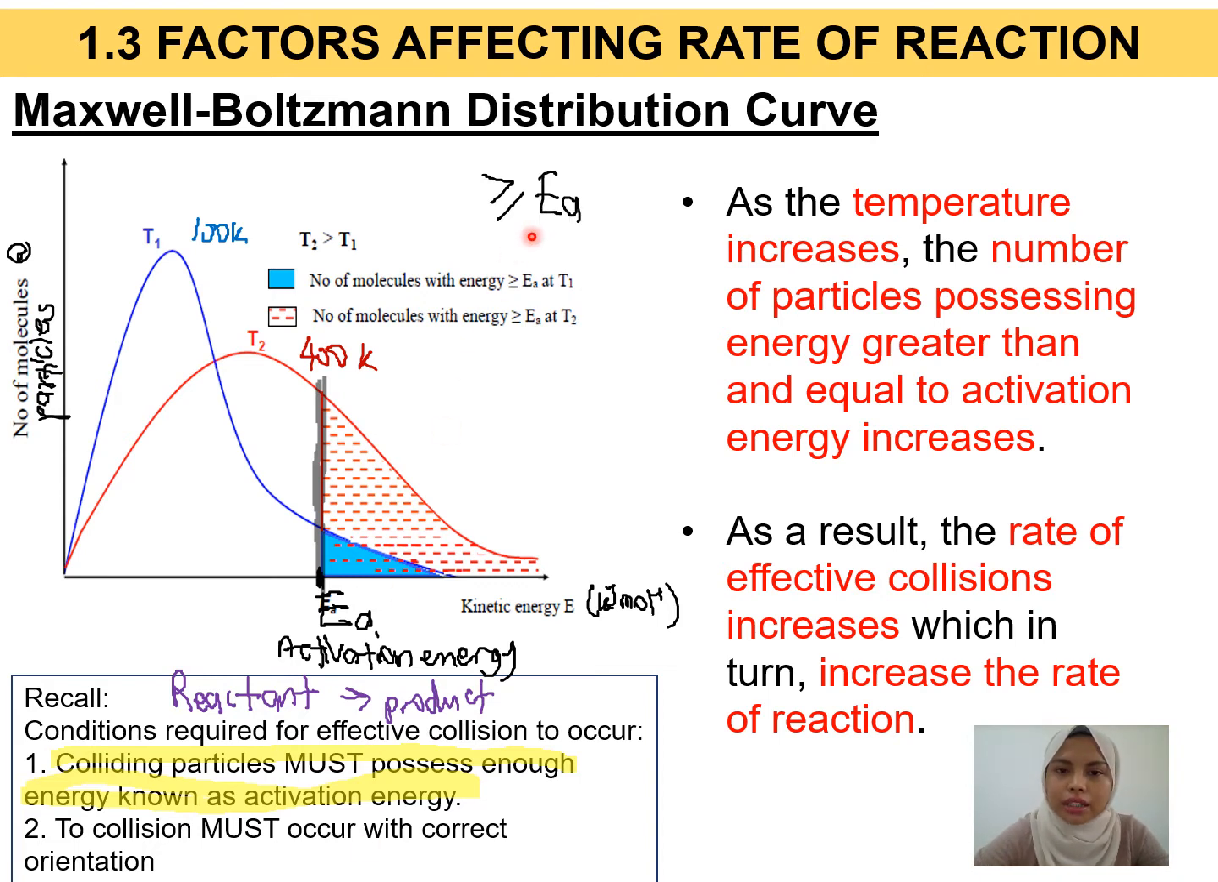Kenapa kena ada equal to juga? Kenapa tak boleh greater than? Sebab you akan lorek start daripada EA ni sampai ke sini. Okay, so that's why kalau let's say temperature, temperature mathematical expression dia kena greater than, tak boleh equal to. Mesti macam temperature yang kedua ni mesti memang kena higher than temperature yang pertama, tak boleh sama dengan temperature yang pertama. Okay, and then next, area under the curve ni melambangkan number of particles ataupun number of molecules yang ada energy greater than ataupun equal to activation energy. Ni EA tau, bukan E1, bukan E2, EA.